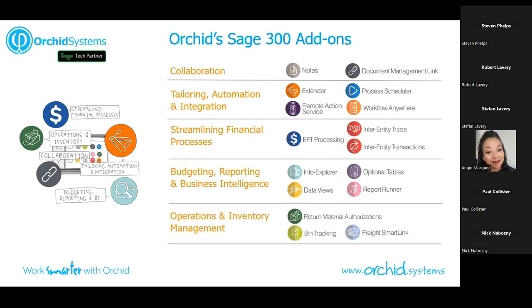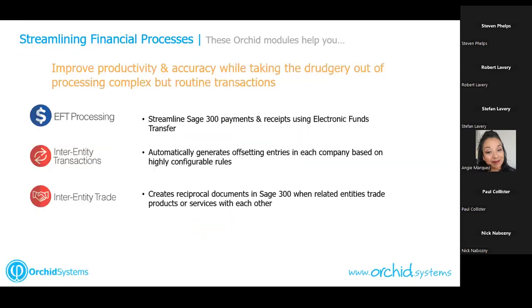And then lastly, operations and inventory management. There's an RMA, return material operations solution. And bin tracking, for those of you that have inventory in warehouses and want to more specifically track the precise location of inventory by aisle, row, rack within a warehouse.